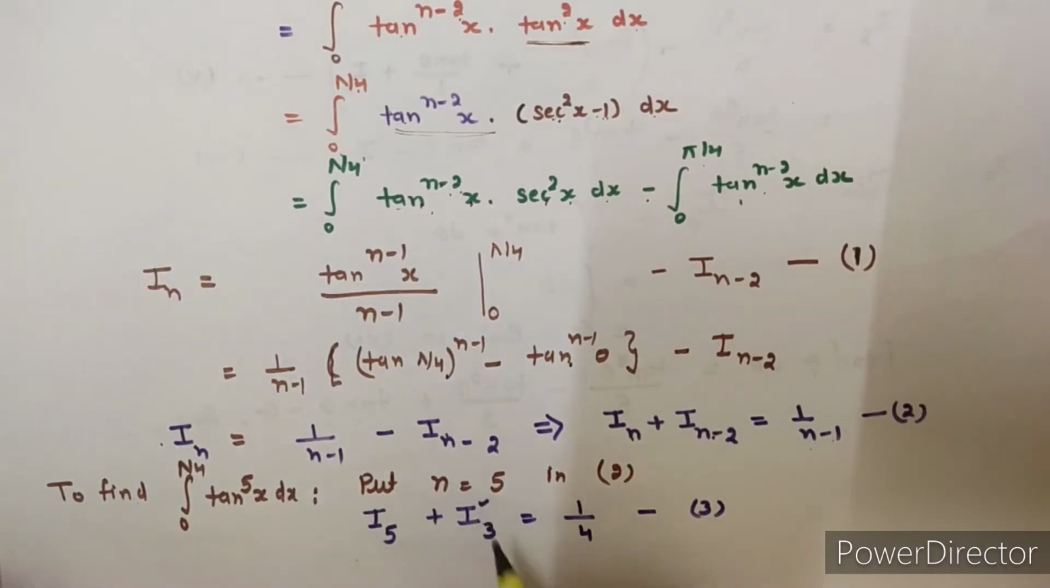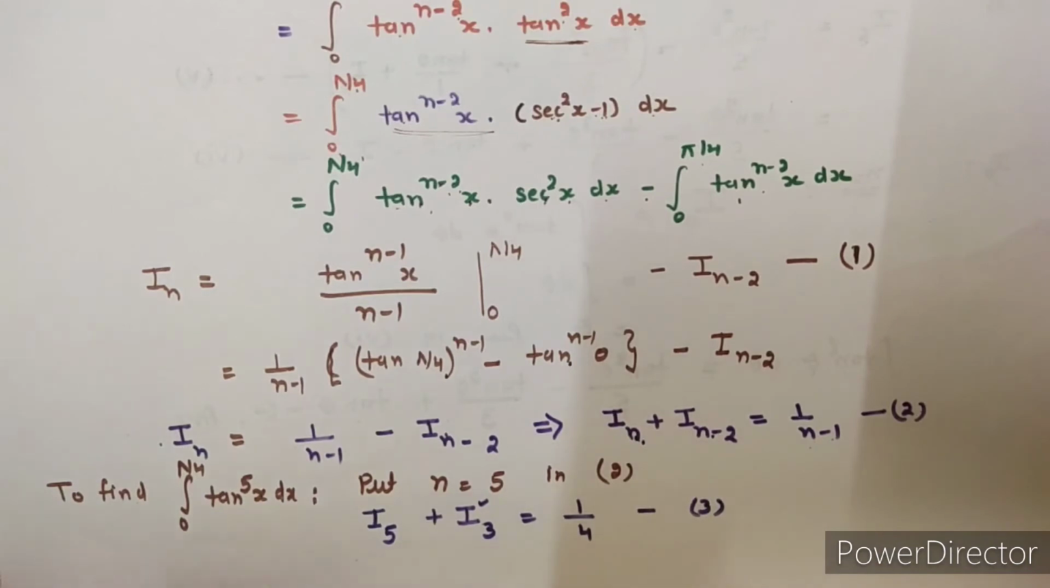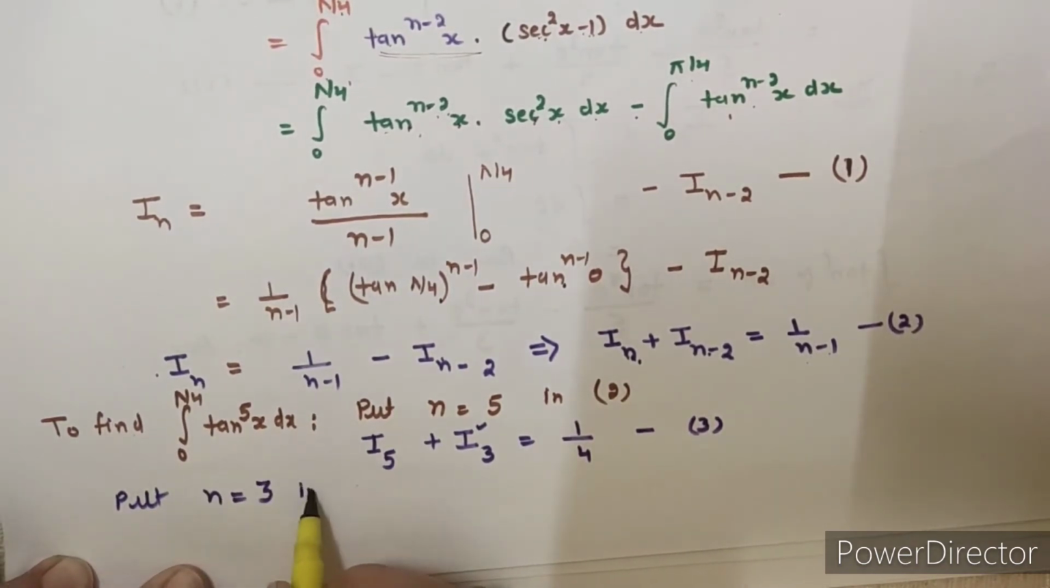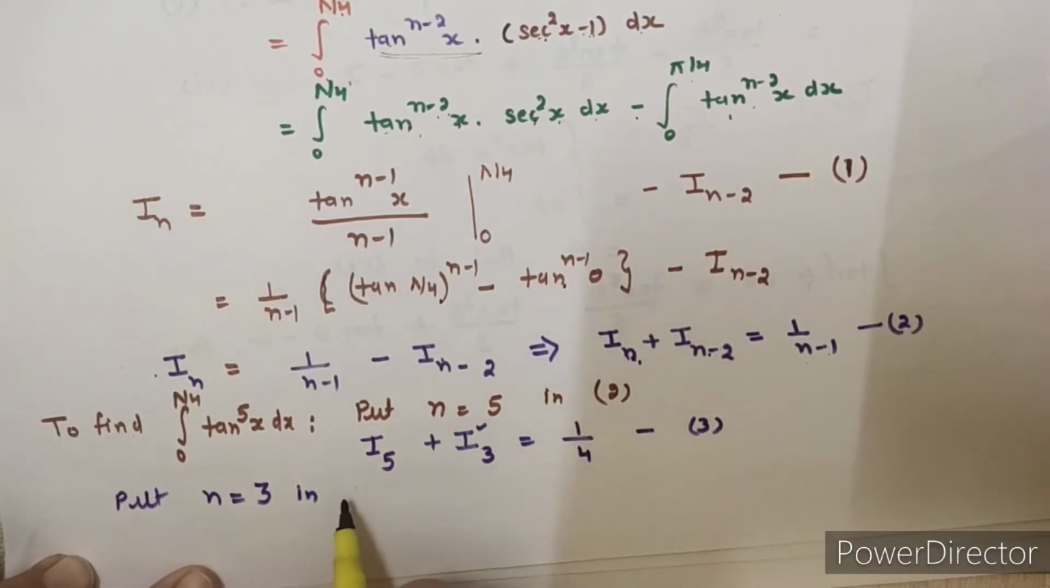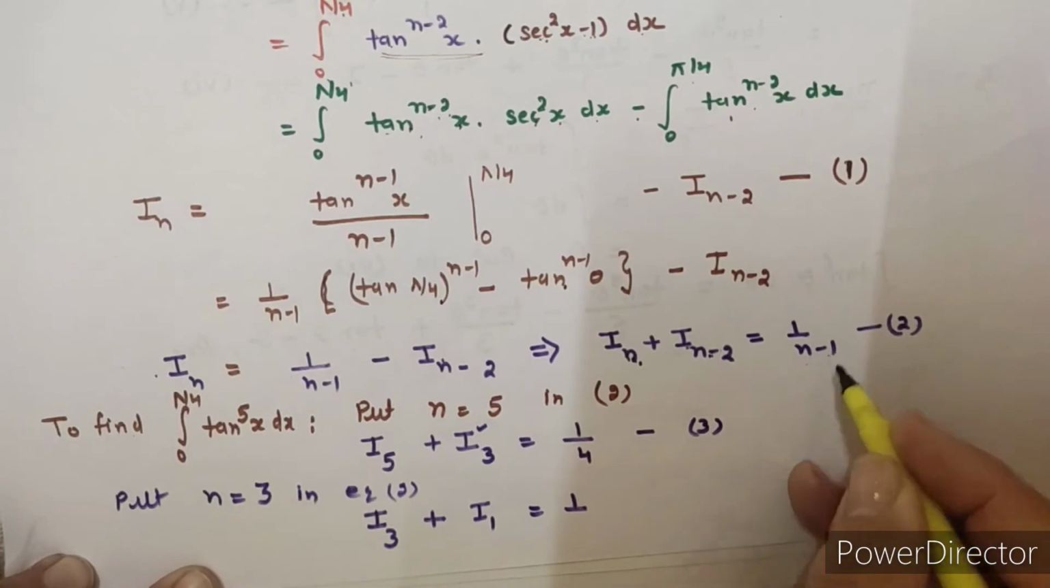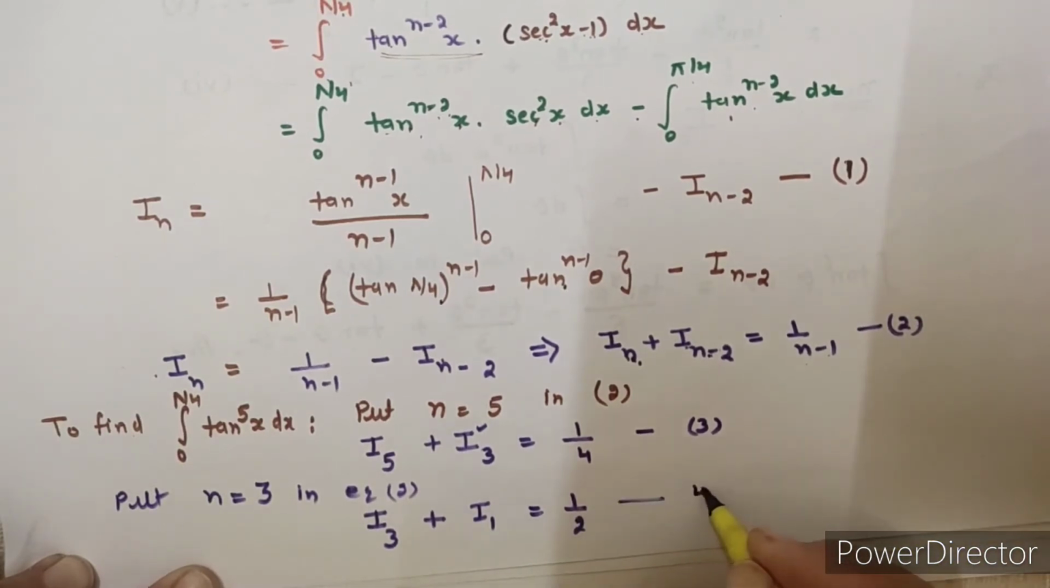Now I need I3 here. So I am putting again n equal to 3 in equation number 2. So it gives I3 plus 3 minus 2, it's I1, and this is 1 over 3 minus 1, it's 2, so 4.